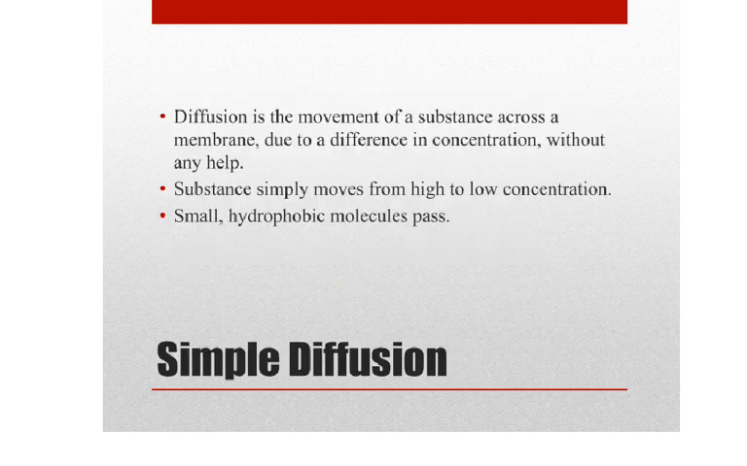All right, so simple diffusion. I guess we need to talk about the idea of diffusion first, because there are different kinds of it. But I want to talk about what diffusion is. So diffusion is the movement of a substance across a membrane due to a difference in concentration without any help from other molecules. So remember when we talked about going from an area of high concentration to an area of low concentration, they are just moving across a membrane from high to low without any help. Substances simply move from high to low, exactly like I said.